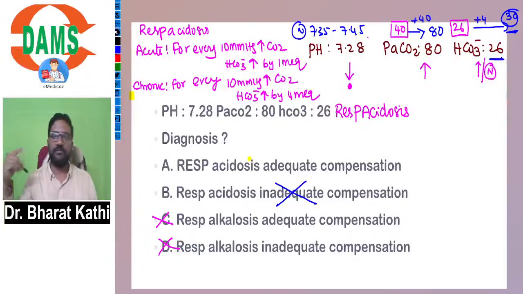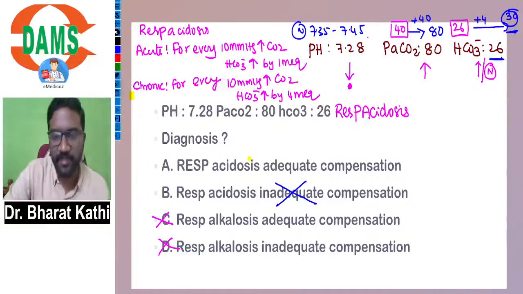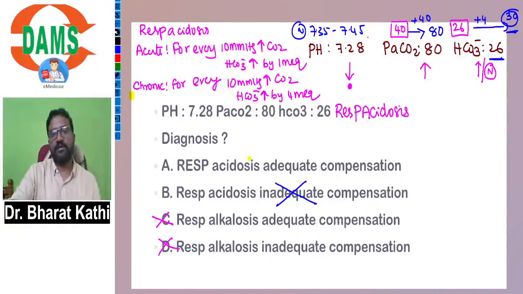If it has increased to somewhere with 16, 26 plus 16, somewhere 40 or 42, then you can consider as compensation. So it is respiratory acidosis with inadequate compensation. So this must be the best answer.